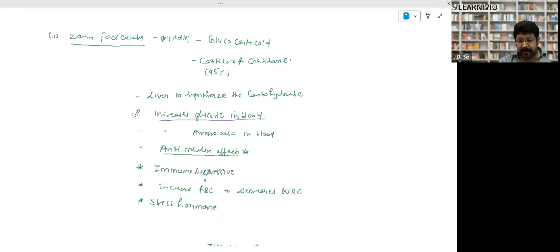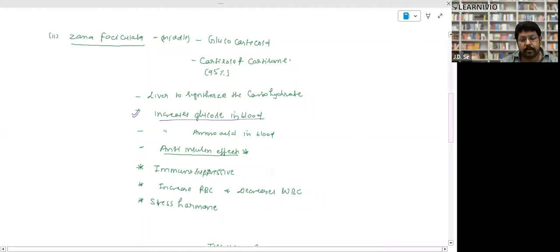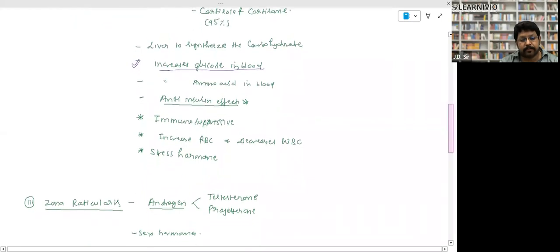It is immunosuppressive, meaning it suppresses the immune system, increases the RBC and decreases the WBC level. And it is also known as the stress hormone. They are all questions and very important. Remember that. All points are very important.